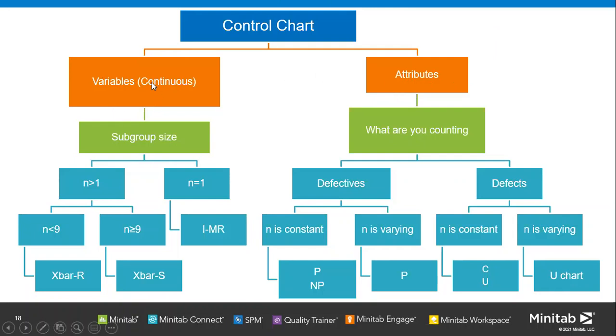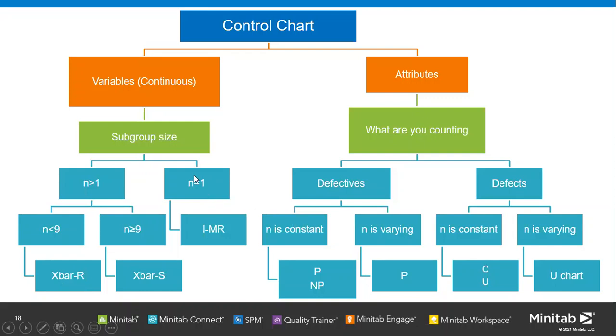Let's say the second thing to consider is the subgroup size. If your n is more than 1, you can go for the X bar R chart. If your n is equal to 9, you can go for the X bar S chart. R here is the range, S here is the standard deviation, and X bar is your average or mean.